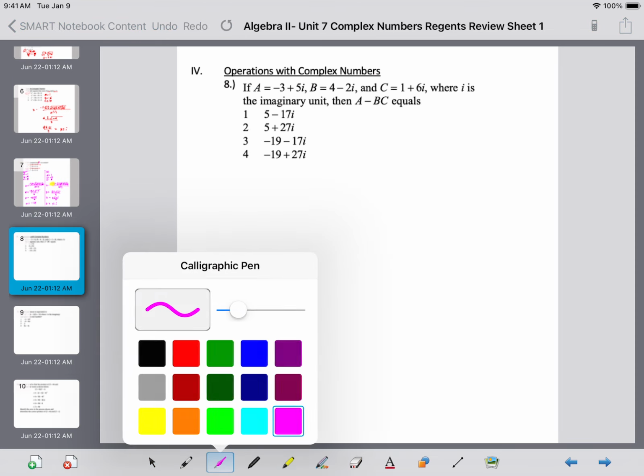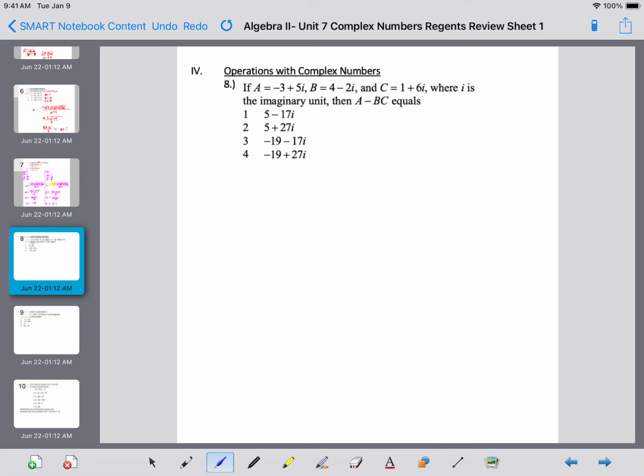Okay. For a question like this, it looks really difficult, but it's actually really easy. All you're doing is plugging in A, B, and C, right? So A minus B times C equals, what does A equal? -3 plus 5i minus, what does B equal? 4 minus 2i. What does C equal? 1 plus 6i, right?